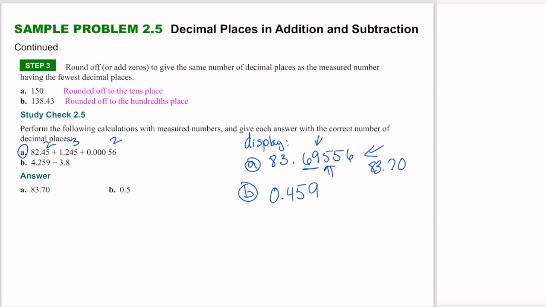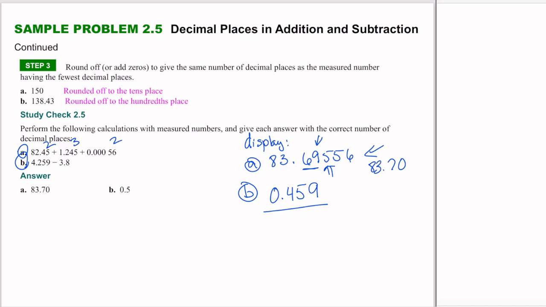Notice that when adding or subtracting, it's possible to gain or lose significant figures, and this is an example of that. Problem B says 4.259 minus 3.8. We put that number into the calculator and it displays 0.459.